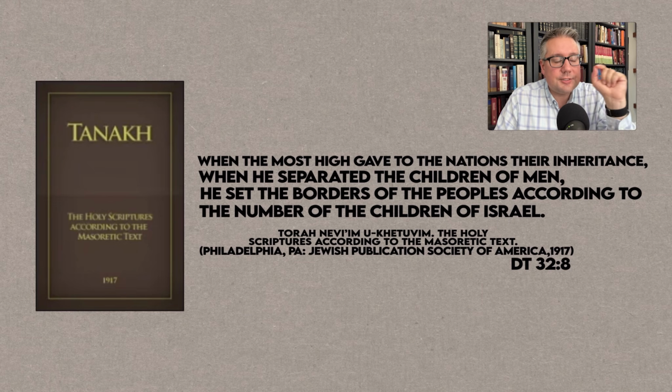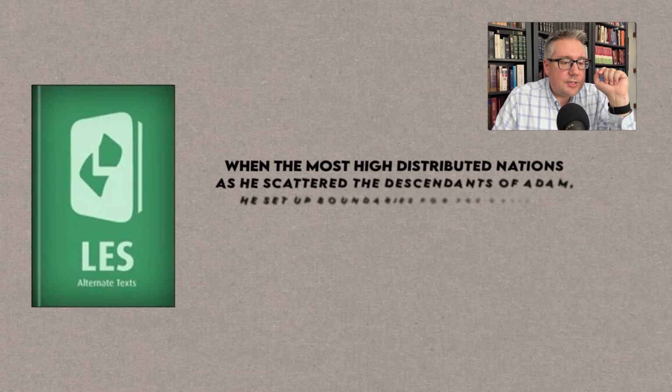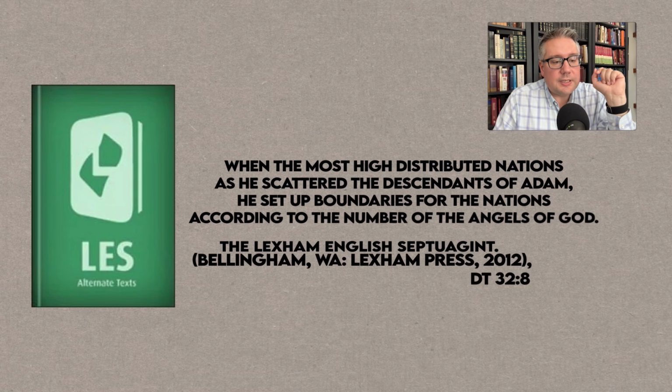The Lexham English Septuagint has this: "When the Most High distributed nations, as he scattered the descendants of Adam, he set up boundaries for the nations according to the number of the angels of God." So the difference in Deuteronomy 32:8 between the Hebrew edition and the Septuagint edition is, did he divide and set the borders according to the children of Israel, or did he set them according to the number of the angels of God? Again, the NET Bible has excellent notes in regards to this.